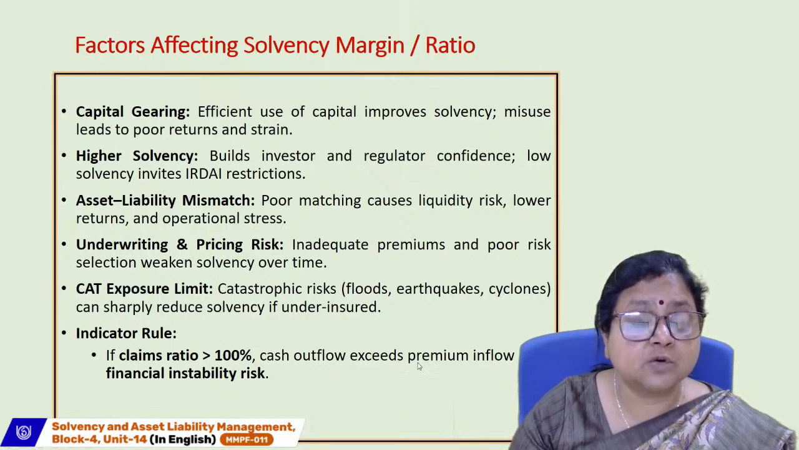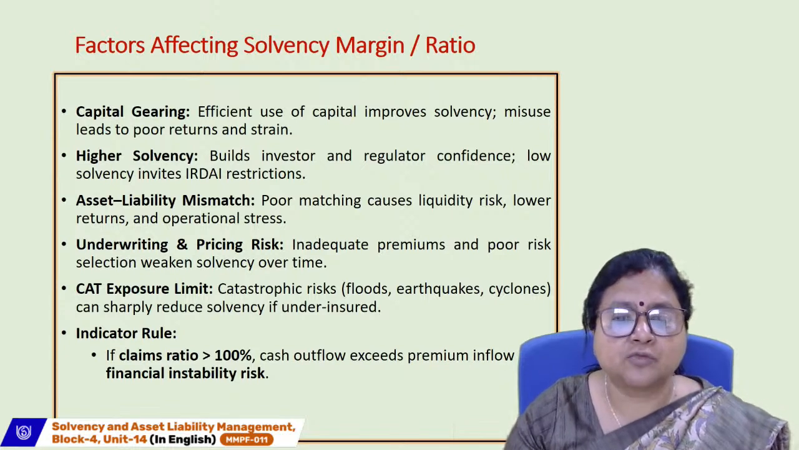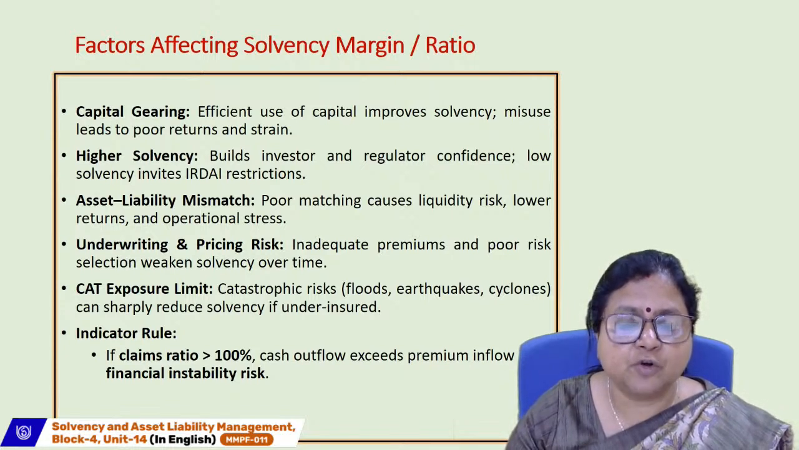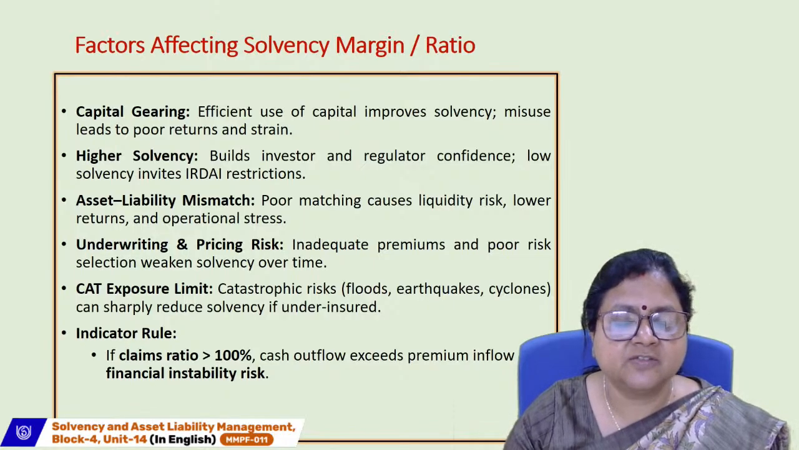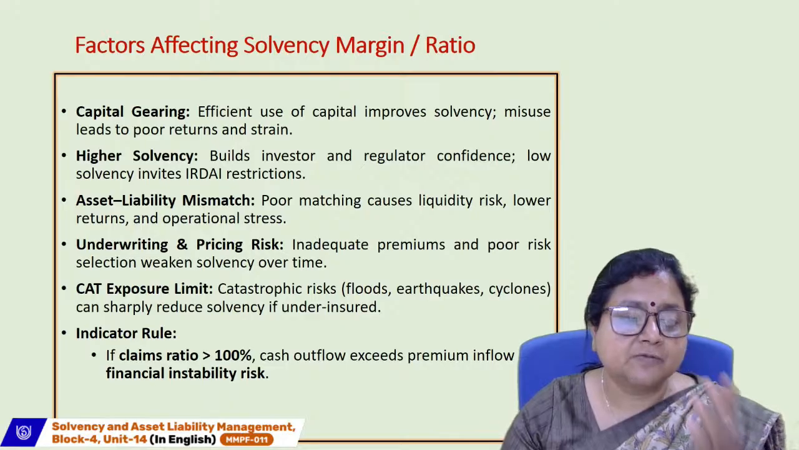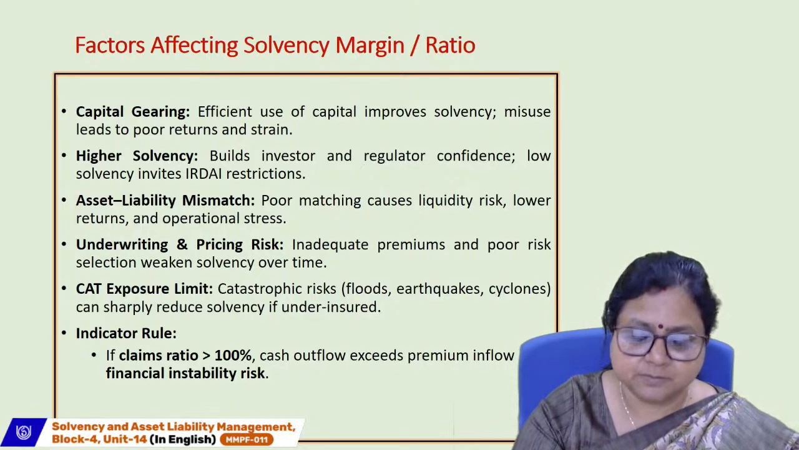So what is the indicator rule then? If the claims ratio is greater than 100%, suppose the claims ratio is 100%, cash outflow exceeds premium inflow, then there is financial instability risk. When cash outflow exceeds the premium inflow, financial instability will be incurred.